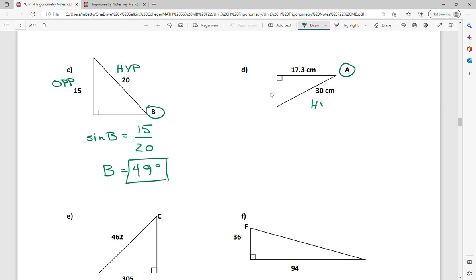The next one, I'd label it up. I often don't shortcut on that one because if I do, I make a mistake. That means that I'm dealing with the cosine ratio because I've got the adjacent and the hypotenuse. Subbing into that cosine ratio, it would be 17.3 over the 30. Using my calculator, remembering how to pop out the missing angle, I get 55 degrees.